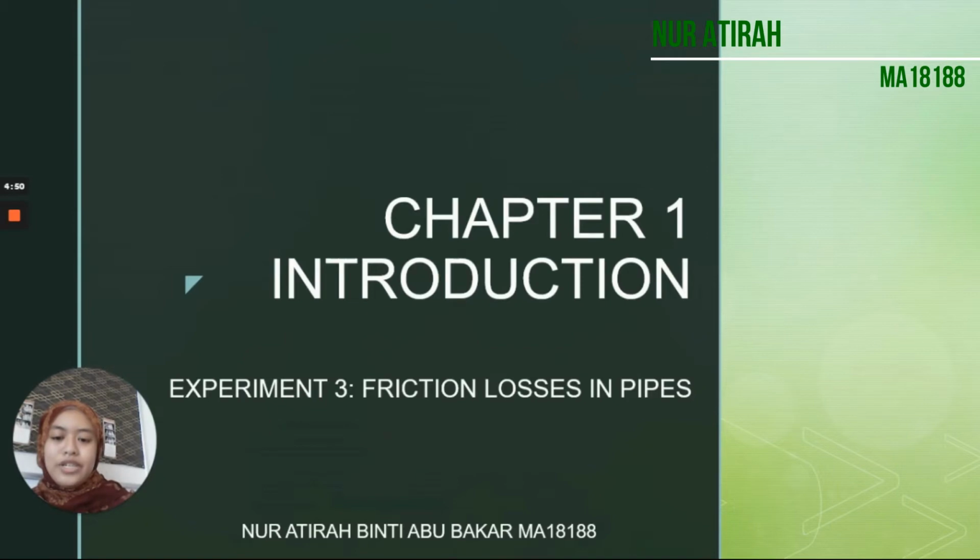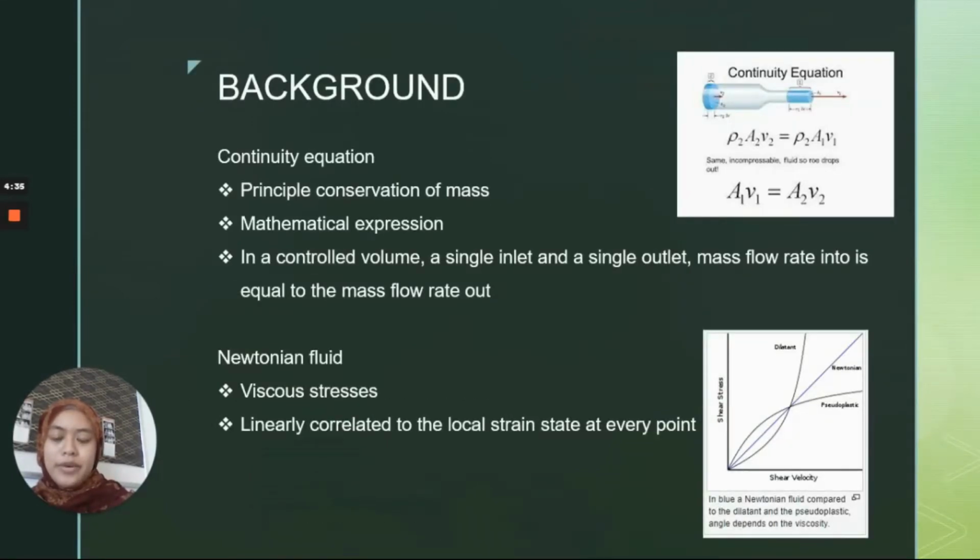For experiment 3, friction losses in pipes, I will present chapter 1, which is the introduction. Firstly, we have the background of the experiment. This experiment applies the continuity equation and Newtonian fluid. The continuity equation is the principle of conservation of mass in mathematical expression. In a controlled volume with a single inlet and a single outlet, the mass flow rate in is equal to the mass flow rate out. A Newtonian fluid has viscous stresses which are linearly correlated to the local strain state at every point.